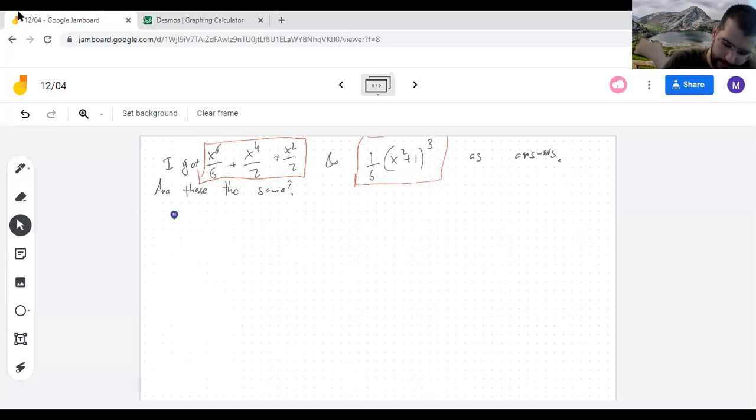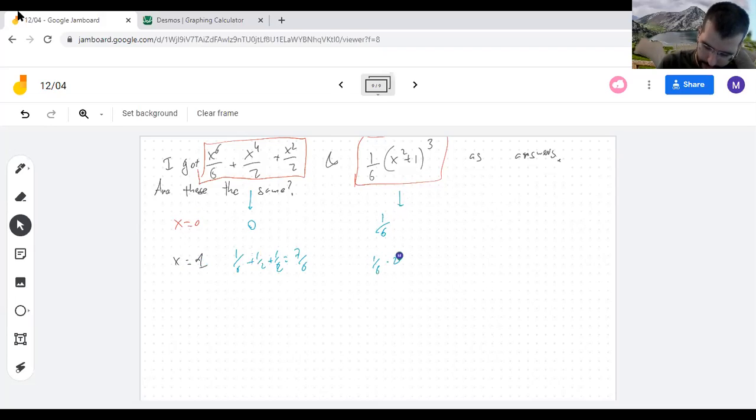Plug in x equals 0. This one gives me 0. This one gives me 1/6. Plug in x equals 1. Here I get 1/6 plus 1/2 plus 1/2, which is 7/6. Here I get 1/6 times 2 cubed, which is 8/6. Oh, so they're not the same.